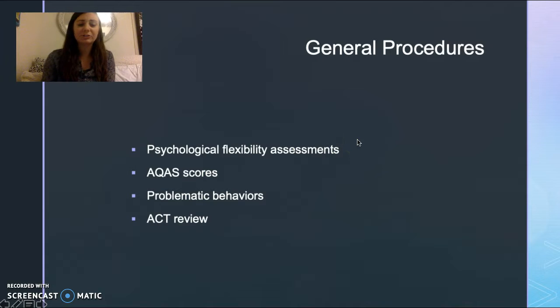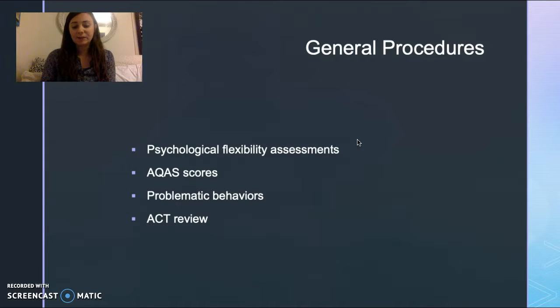Some general procedures for this study consisted of psychological flexibility assessments that were conducted prior to baseline, before intervention began, and then prior to the return to baseline. AQAS scores were tracked for each session in which an individual engaged in ACT curriculum. Additionally, the frequency of problematic behaviors was tracked within each session.